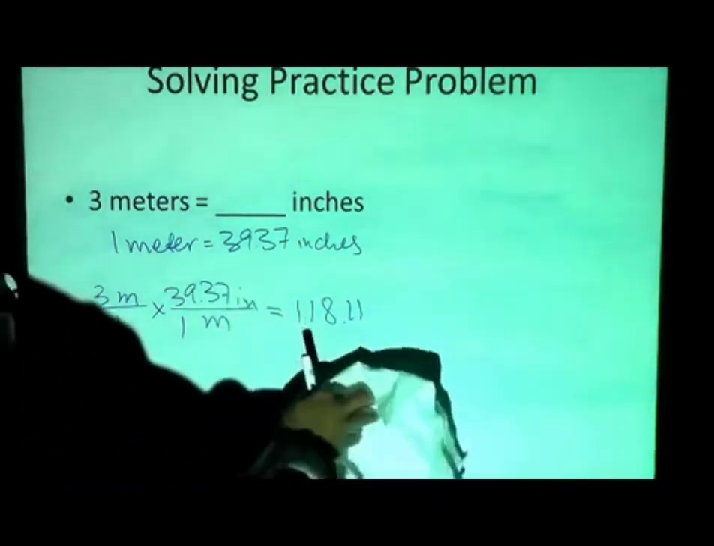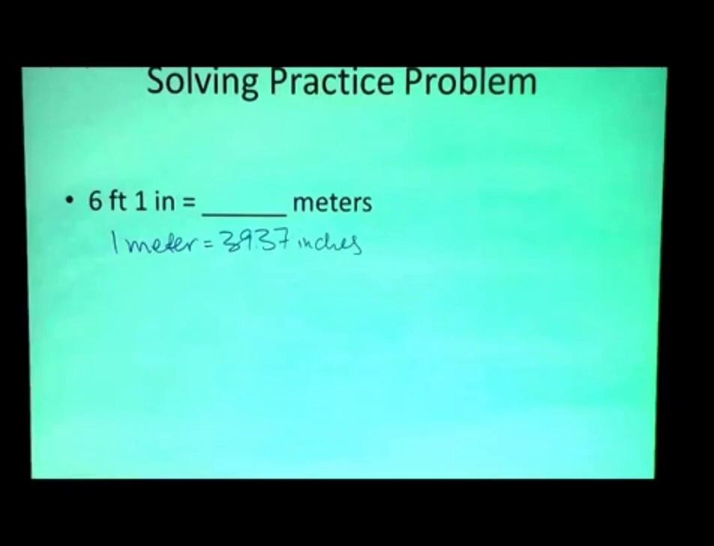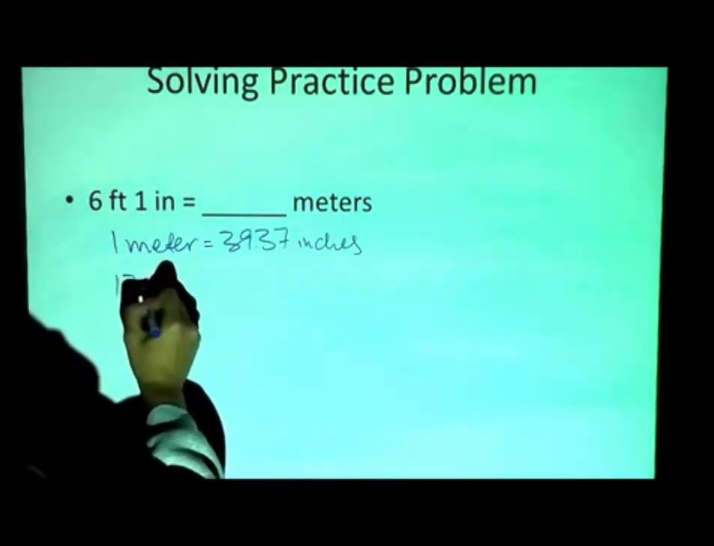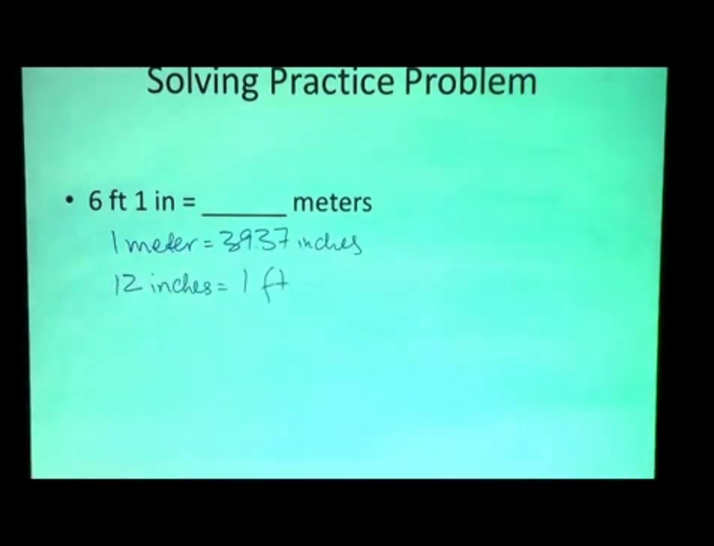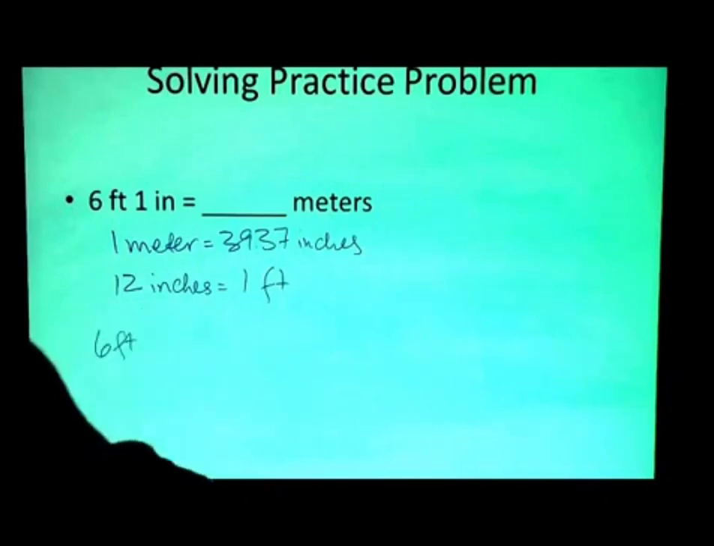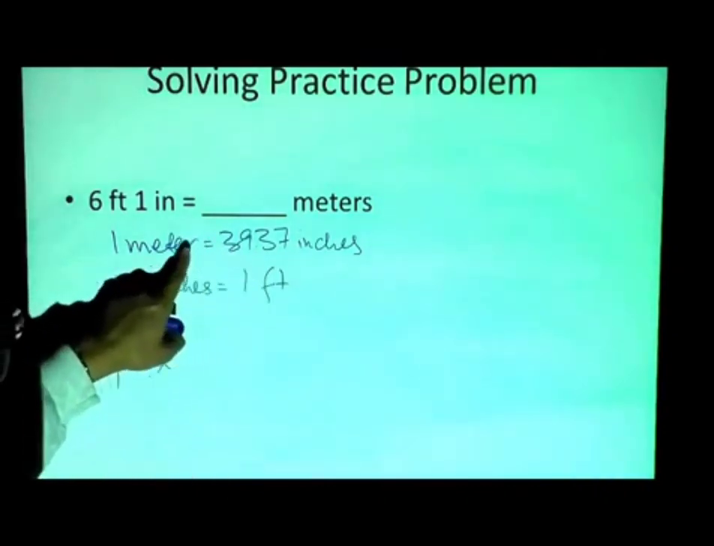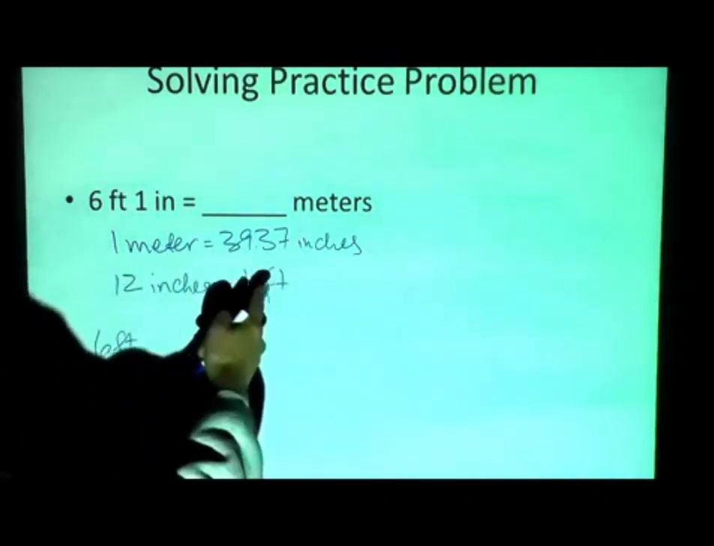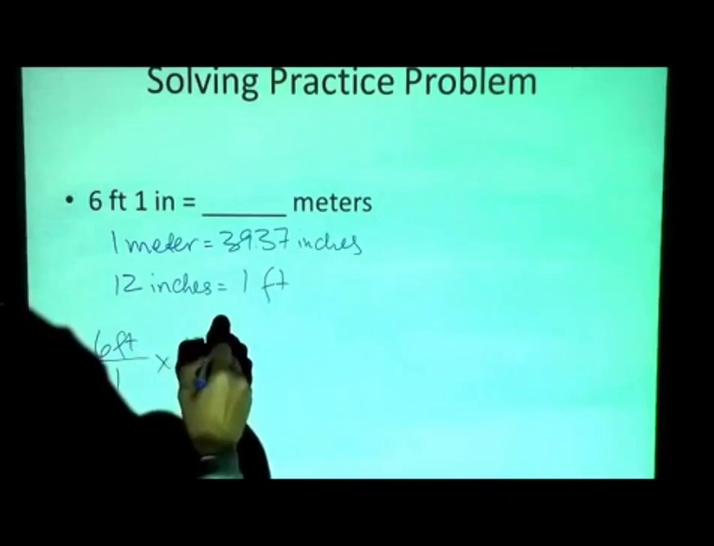Okay. Let's go to the last problem. We can use the same relationship. 1 meter is equal to 39.37 inches. But first, we've got to convert this to all in inches. Remember, there are 12 inches in 1 foot, right? So, with 6 foot person, that's understood to be over 1, we're going to multiply by a ratio of 1. What's on the bottom? The 1 foot is on the bottom. What's on top? 12 inches.